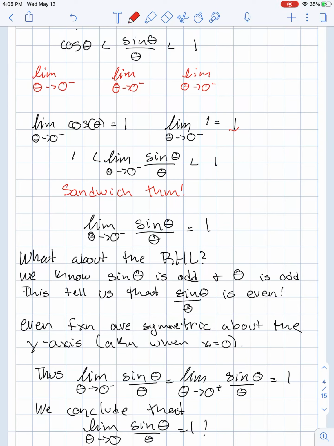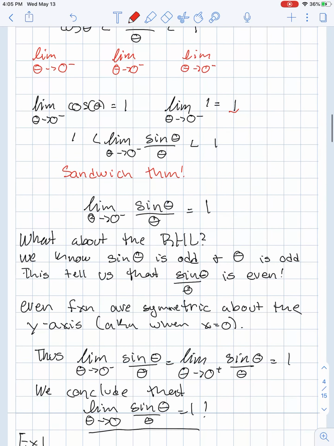So what about the right-hand limit, right? I did all that work for the left-hand limit. Am I going to have to pull some other trig? There's so many trig identities, like what do? I actually don't have to do that. So that's like, bless up. So sine of theta is an odd function and theta is an odd function. Both of those are symmetric over the origin, right? This tells us that sine of theta over theta is actually even, right? An odd function divided by an odd function is even.